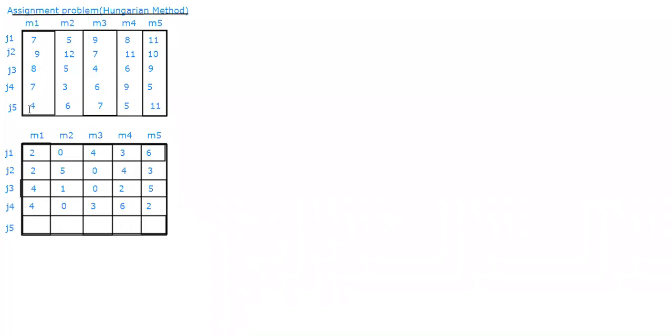And the last row: 4, 6, 7, 5, 11. The lowest is 4. So 4 minus 4 is 0. Then 6 minus 4 will be 2. 7 minus 4 is equal to 3. Then 5 minus 4 is equal to 1. 11 minus 4 is equal to 7. So this is how I got all the zeros.